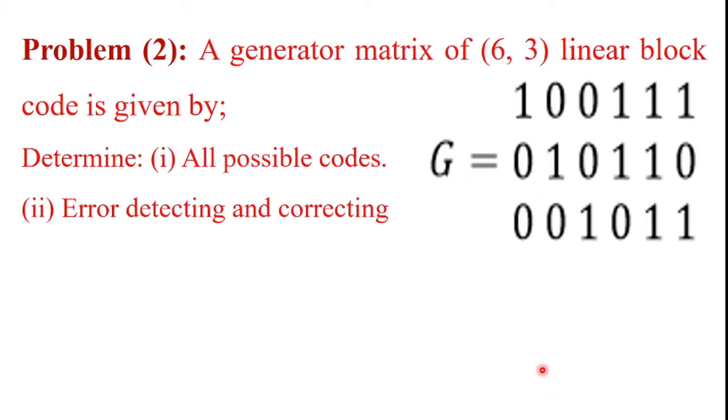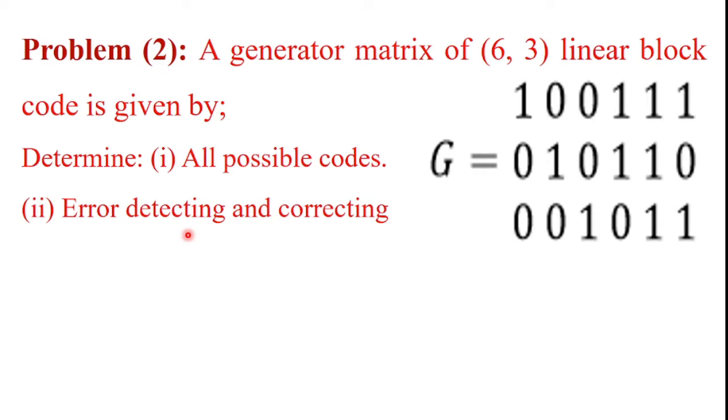In this video, I am going to discuss one more example of the linear block codes. This is a previous examination question. The example is: a generator matrix of a (6, 3) linear block code is given by G equal to 100 010 001 111 110 011. Determine all possible codes, and the second part is to determine the error detecting and correcting capabilities.